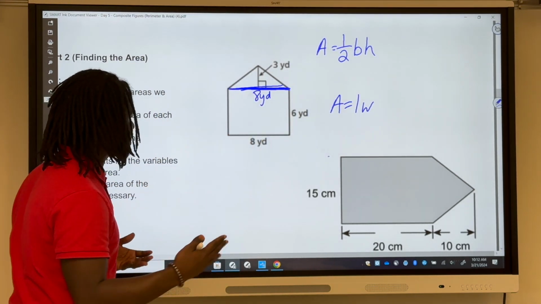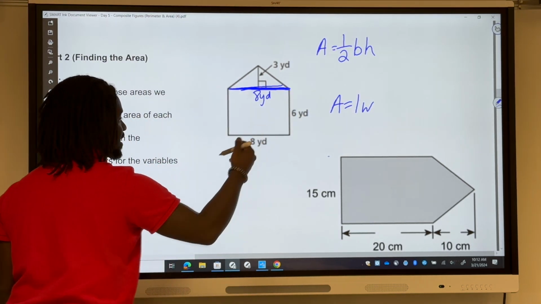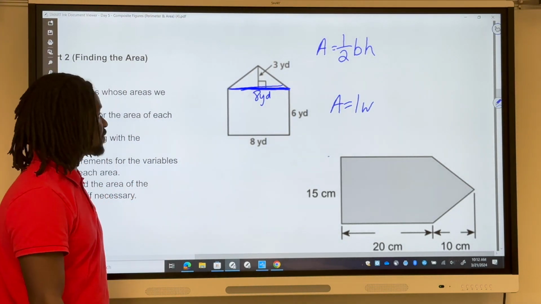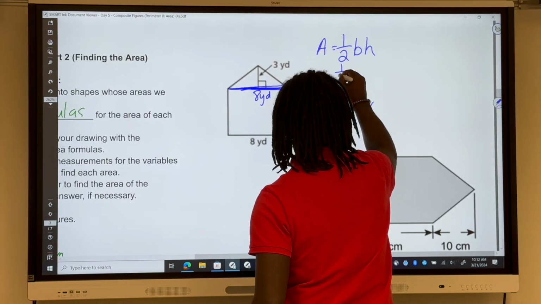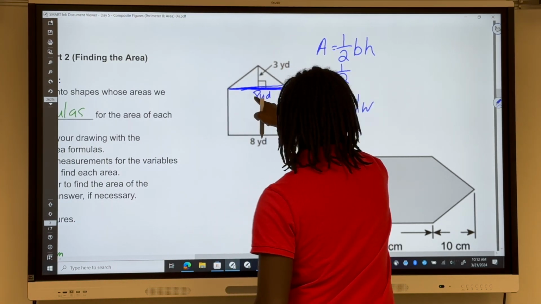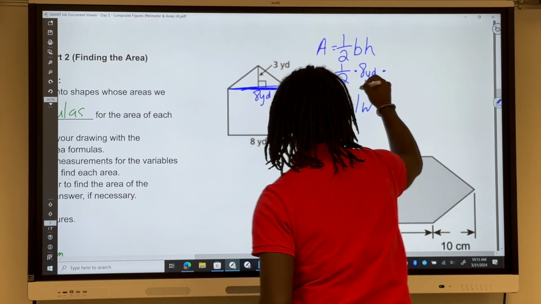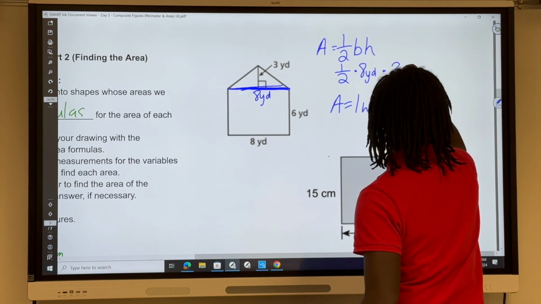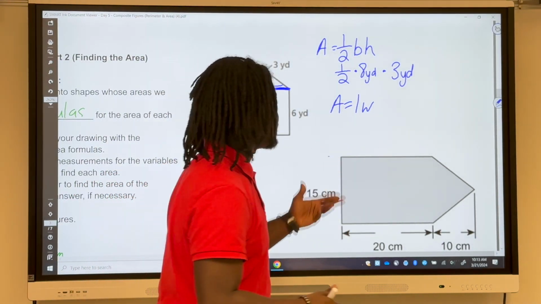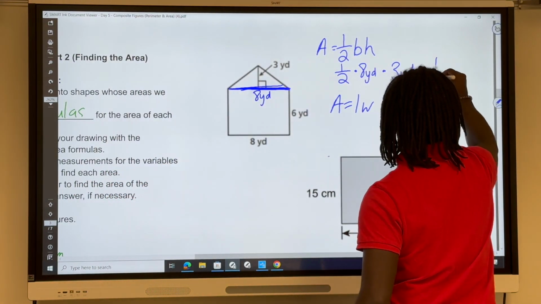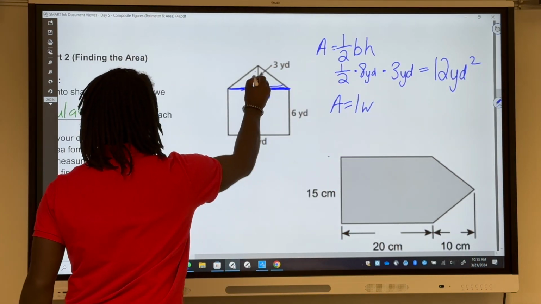Now let's look at my rectangle. Let's make sure I have my measurements. Length and width is 8 and 6, so I have everything there. There's nothing else to figure out. So now I just plug them in. For the triangle, it's 1/2 times the base, which is 8 yards, times the height, which is 3 yards. When I multiply those, 1/2 times 8 times 3, that gives me 12 yards squared.